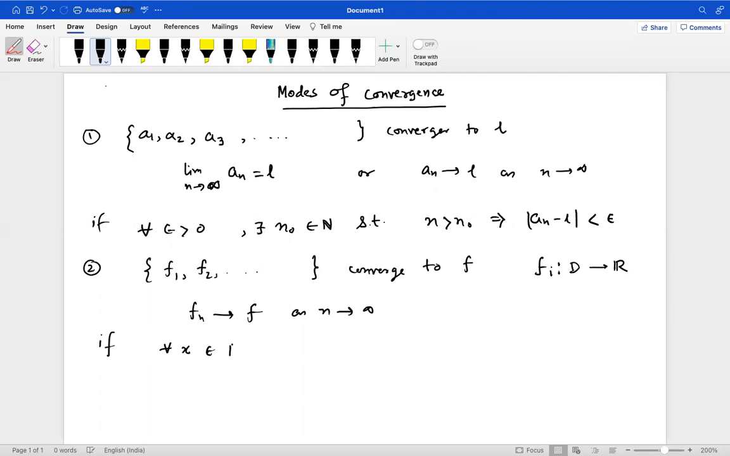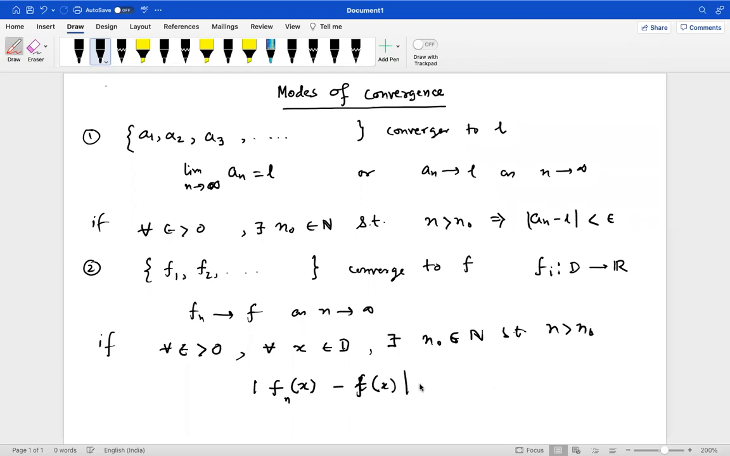So x belongs to D. For all epsilon positive and for all x in D, you can just interchange these two. For all x belongs to D, for all epsilon positive, there exists an n0 in the natural numbers such that whenever n is greater than n0, fn(x) minus f(x) is less than epsilon. This is called pointwise convergence.